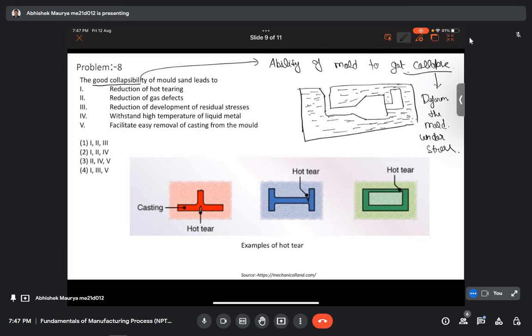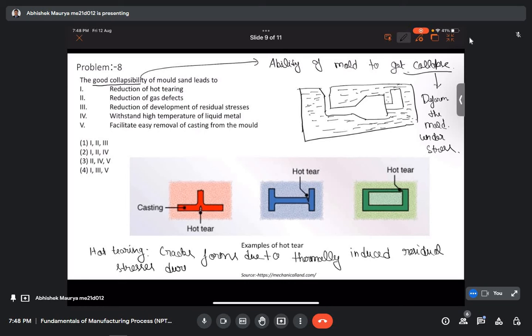We have heard this term many times, but I think we still have some confusion about it. Hot tearing is defined as the cracks formed due to thermally induced residual stresses during casting, or specifically during the solidification process.